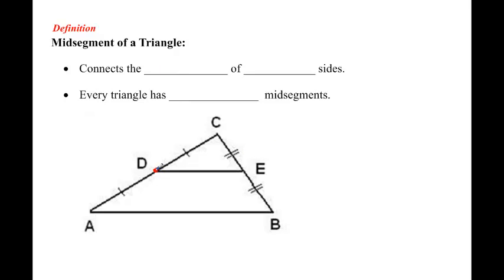If you look at your picture, DE is the midsegment we're talking about. And the reason it's a midsegment is because it connects the midpoints of the sides. D is a midpoint of one side, E is a midpoint of the other side, and when we connect them up, we get the midsegment right there. So it connects the midpoints of two sides of that triangle, making it the midsegment.